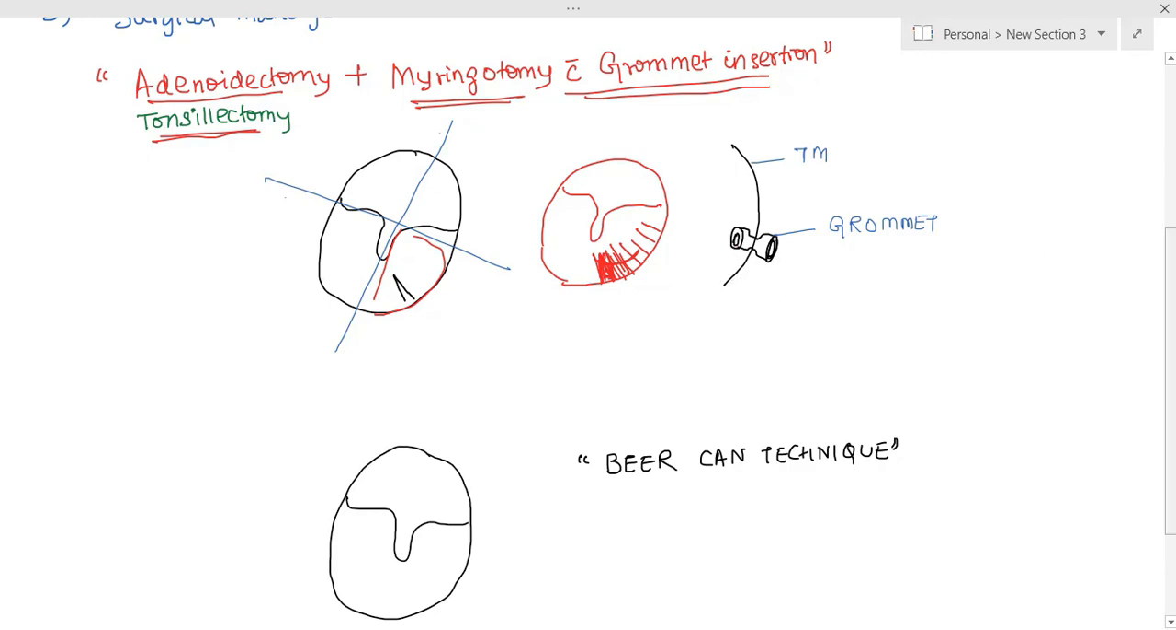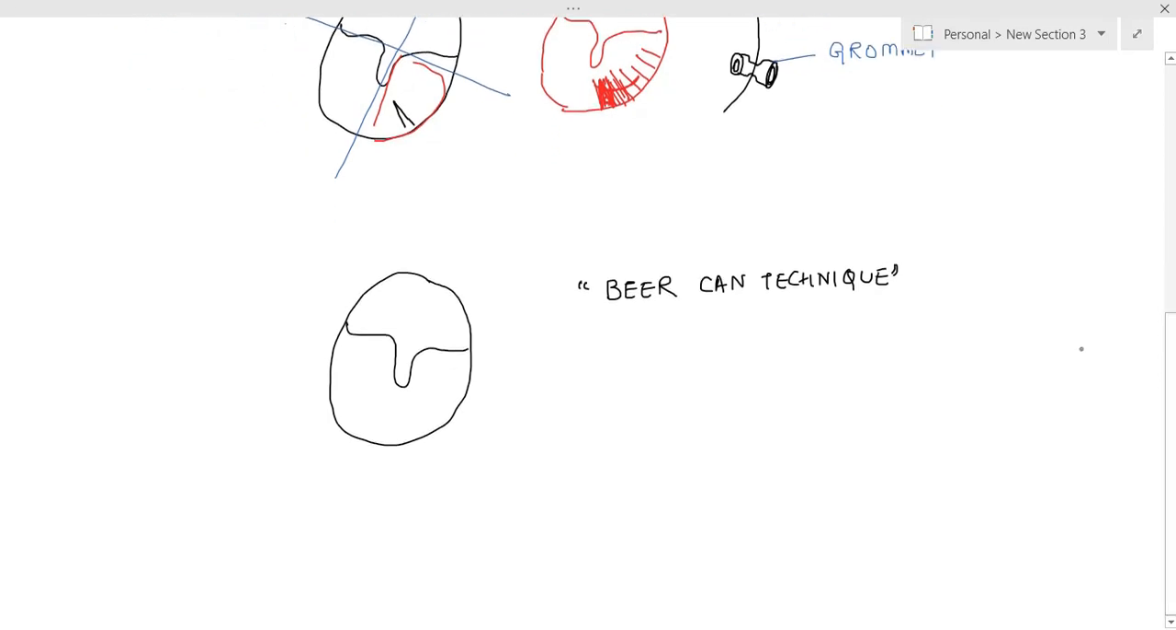Okay, but in some cases, even after the insertion of a grommet, there is persistent serous fluid in the middle ear cleft. Okay, and it is very difficult for the fluid to move out. So in this case, we go for a technique known as the beer can technique. Okay, so what do we do in this technique? So as you know, we have already given a radial incision on the anterior inferior part of the tympanic membrane, and there is a grommet insertion already.